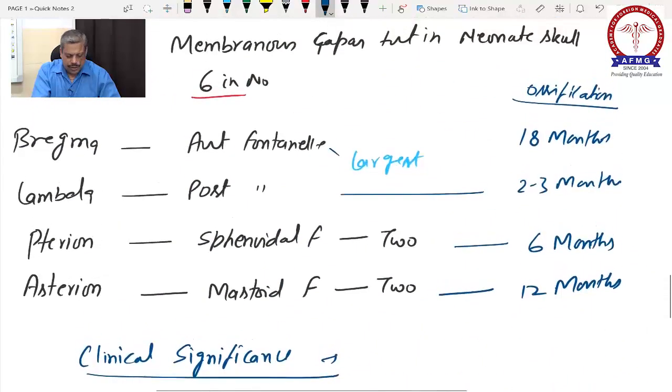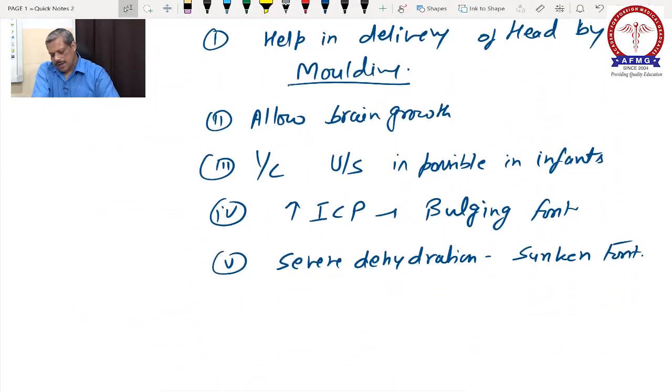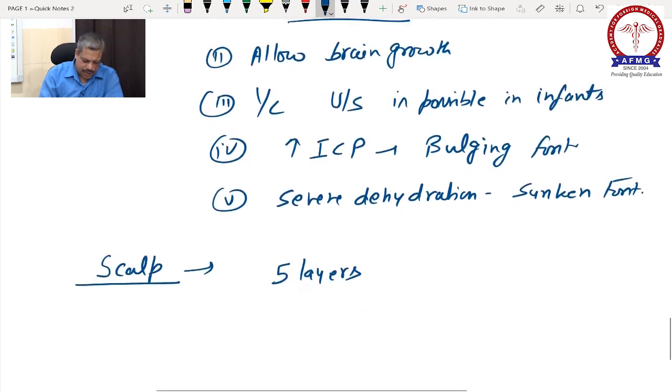Now the next question: above this calvaria or skull cap is the soft tissue covering, which is known as the scalp. So our next topic is the scalp. The scalp is the soft tissue covering of the skull cap. It is made up of 5 layers, and the name SCALP is a mnemonic.